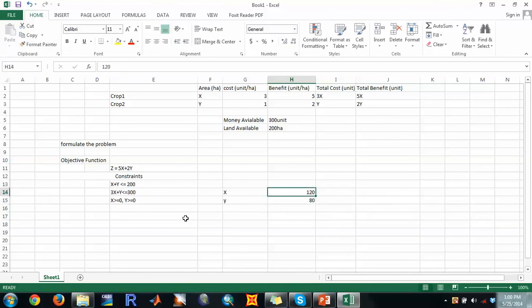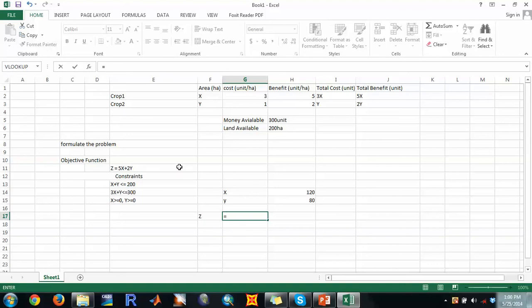Then we'll create the formulas. So z, the total benefit, that is our objective, to maximize the benefits: how much area should go to crop 1 and how much area should go to crop 2. So this is equal to 5x plus 2y. So it is 5 times the x value, plus 2 times the y value. So this totals to 760.